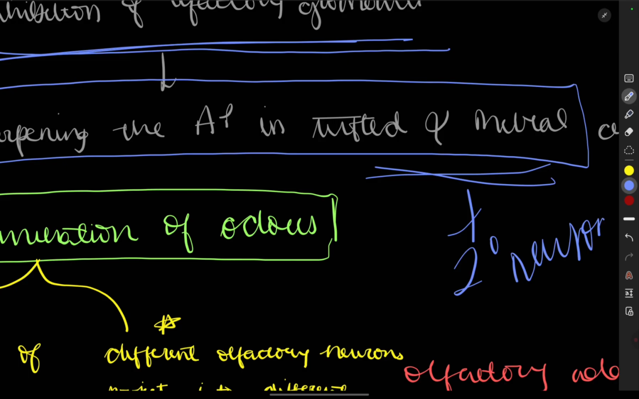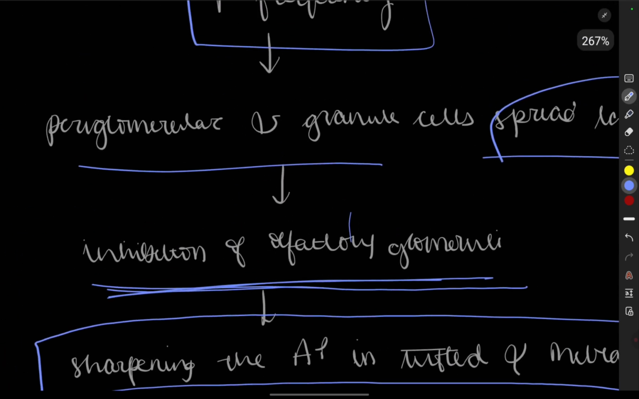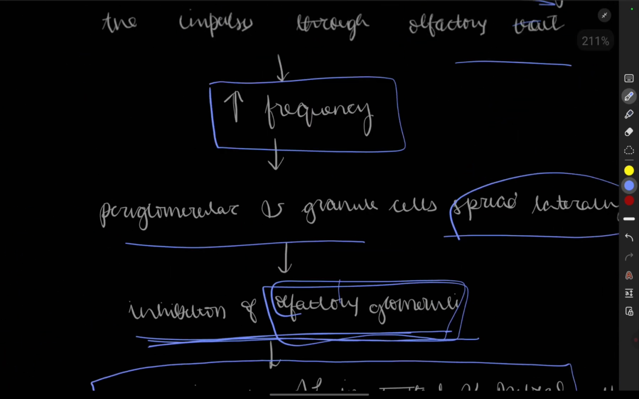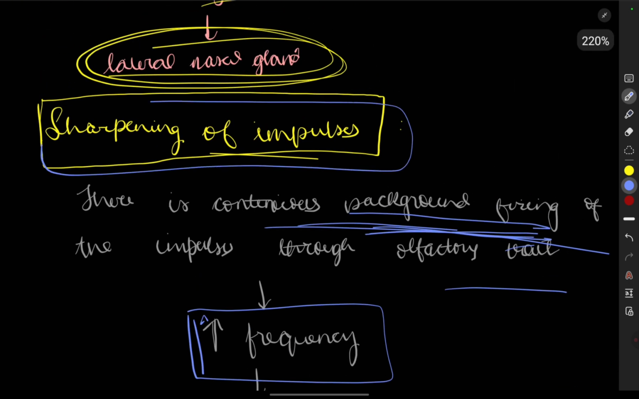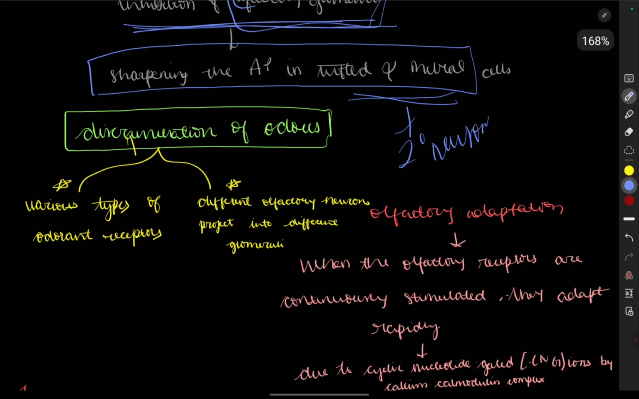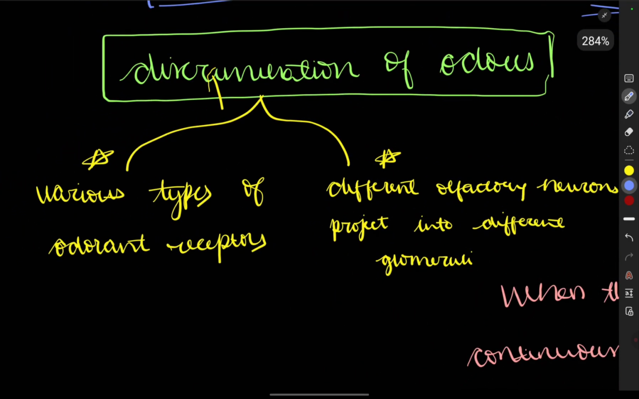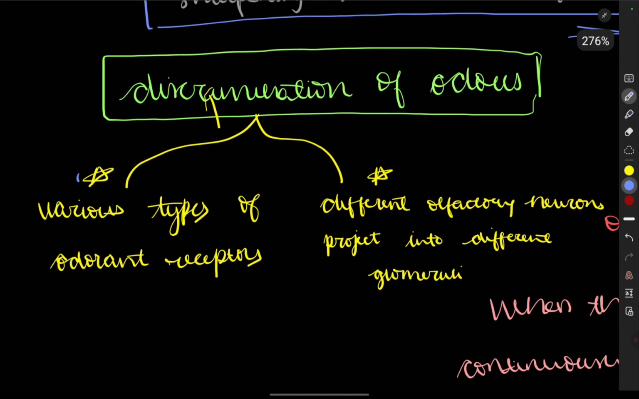Okay, the excitation of these takes place, whereas inhibition of the olfactory glomeruli happens. This is due to the increased frequency of the continuous background firing. This is what is called the sharpening of impulses. Now, talking about the discrimination of odors, there are two factors responsible, very important.